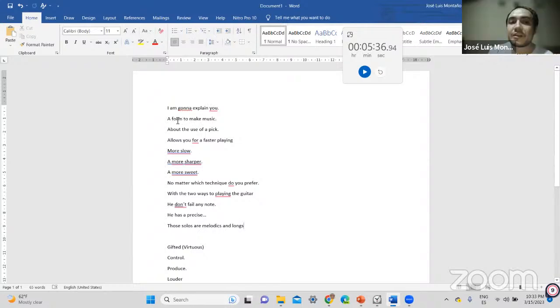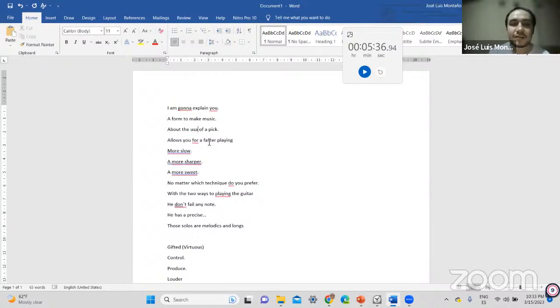Good. Now here, instead of "a form to make music," perhaps you can say "a way to make music." That's going to be better. Let's repeat that one, please. A way to make music. Good. Here, instead of "use," you're going to say "usage." About the usage of a pick. Let's repeat that one as well, please. About the usage of a pick.